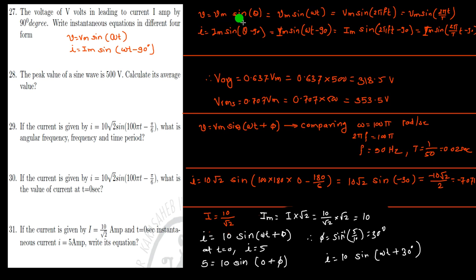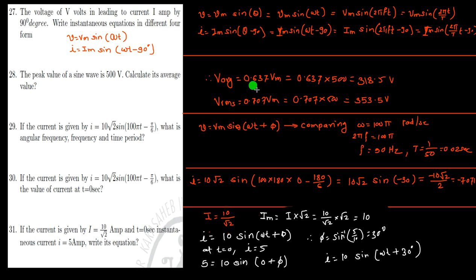So V is equal to Vm sin theta. V is equal to Vm sin omega t, theta is replaced by omega t. Then omega t is replaced by 2 pi ft. Then 2 pi ft is replaced by 2 pi t divided by capital T, that is the time period. Similarly, in the current, theta is replaced by omega t, omega t is replaced by 2 pi ft, and 2 pi ft is replaced by 2 pi t divided by capital T.